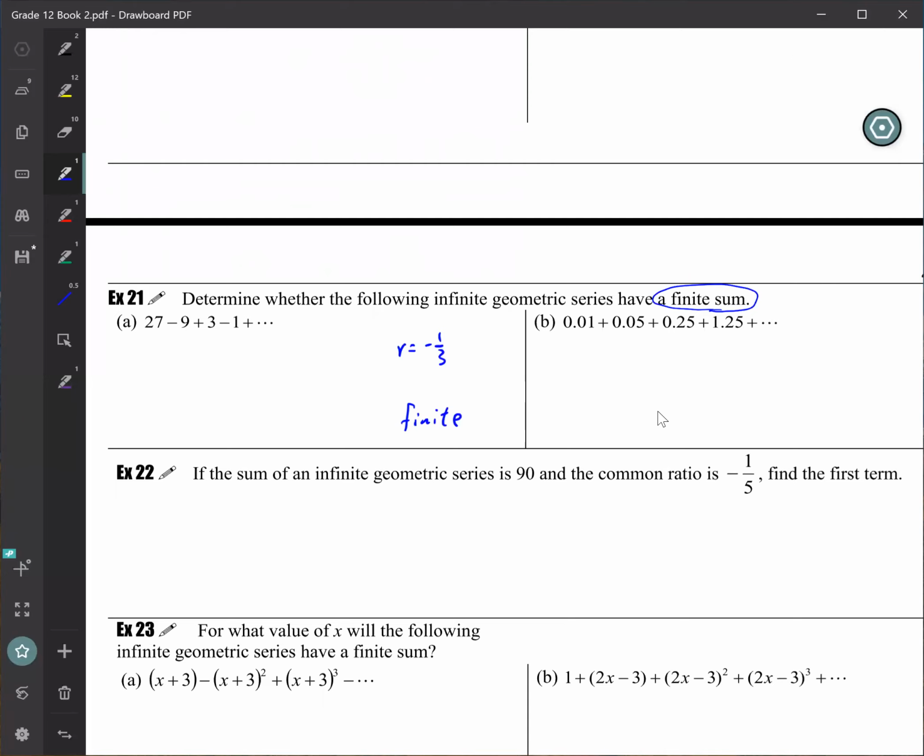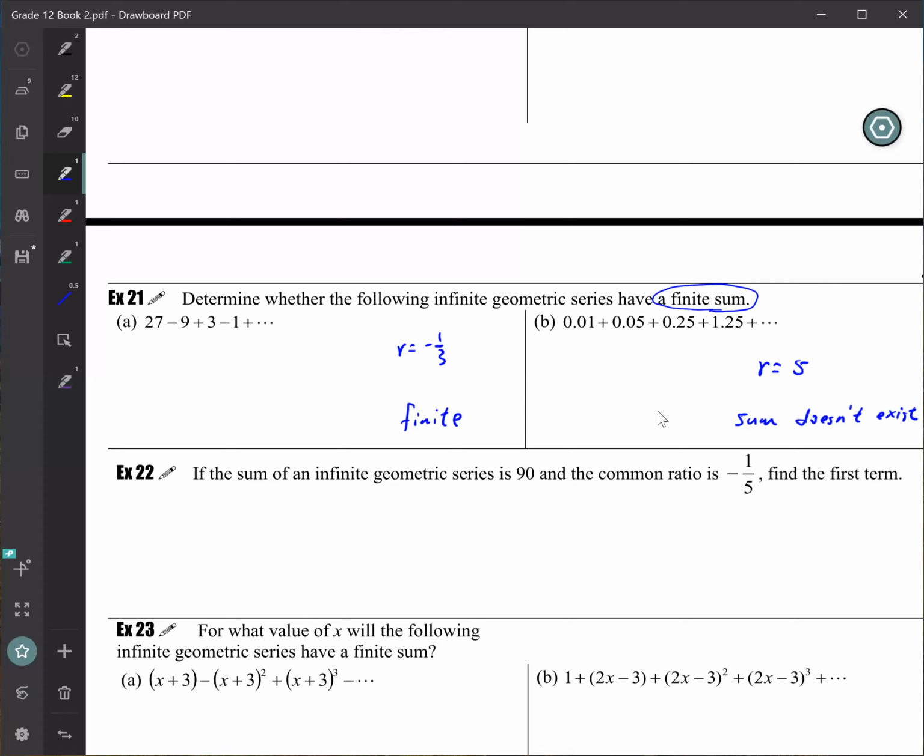Okay, how about Eric? B. No. Okay, so you can say the sum doesn't exist, or you can say it's an infinite sum, okay? So the ratio here, what's the ratio then, Irae? 5. Yeah, this one is a 5, okay?